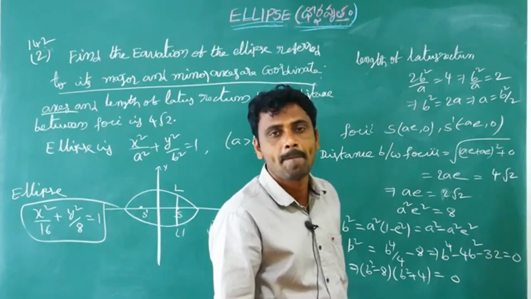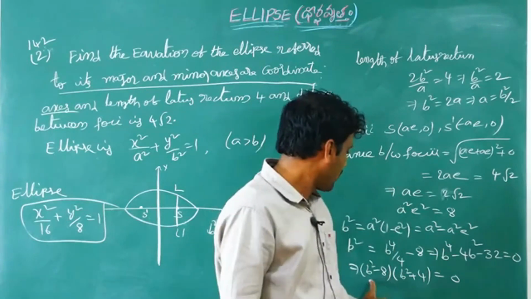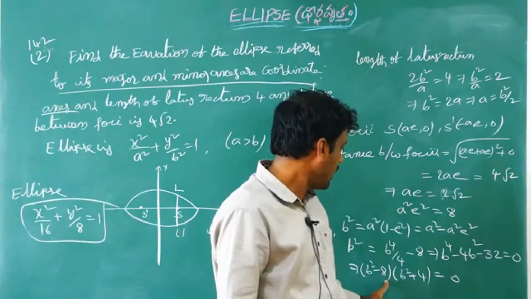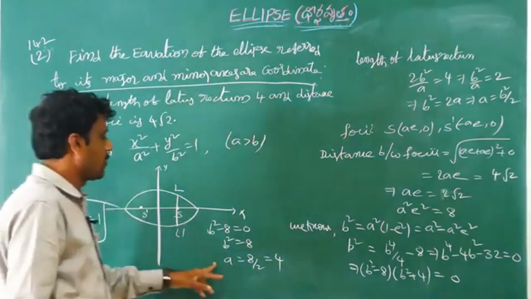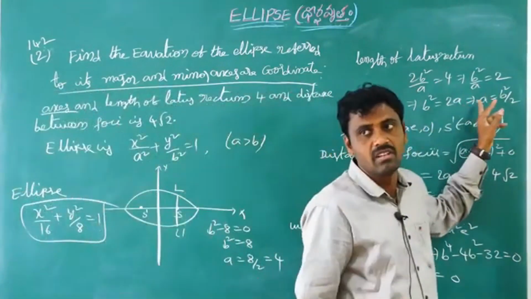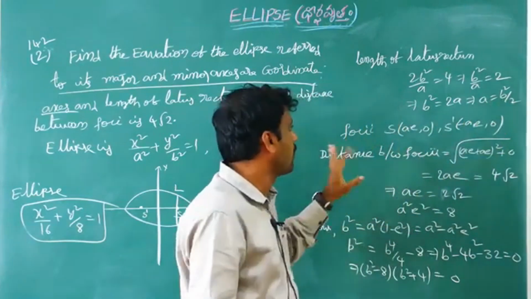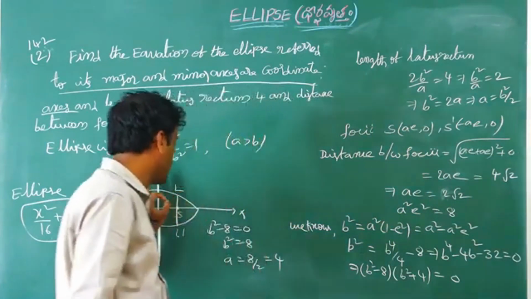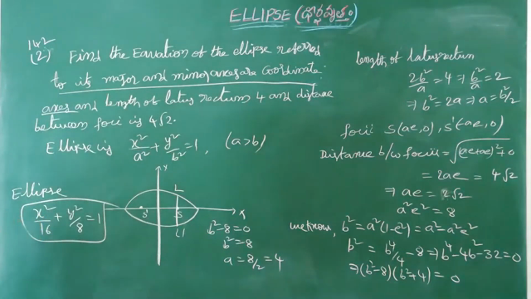Okay? Any number squared is positive, right? So b square minus 8 equal to 0, that is b square equal to 8. Automatically a equal to b square by 2, 8 by 2, 4. a equal to 4, b square equal to 8. Therefore, the required ellipse is x square by 16 plus y square by 8 equal to 1. Okay? Second one next.